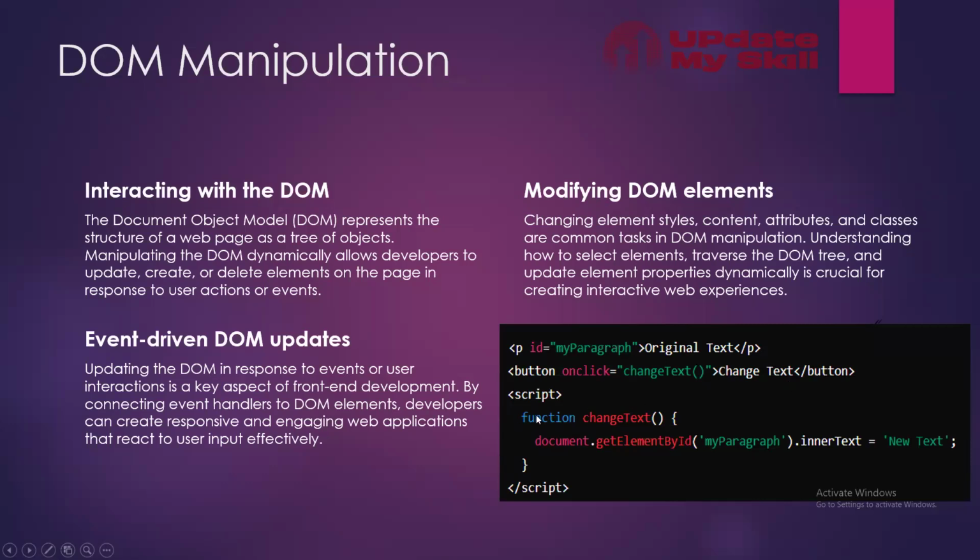So this is the script and the function. I have taken the function changeText. In this function, I have written the document.getElementById method, and I have given the ID which I assigned to the paragraph, and .innerText equal to new text. So here the original text is there, right? So if I click this changeText method, it will give the new text. It will change the text. Okay, I will show how to change that in real time.